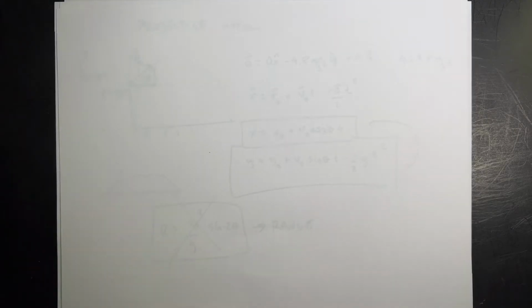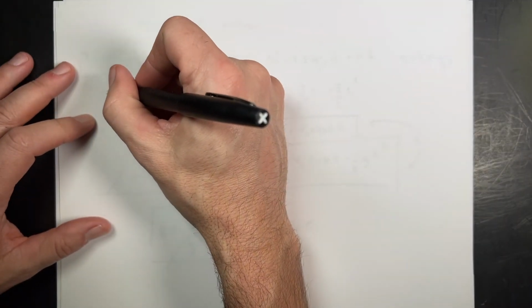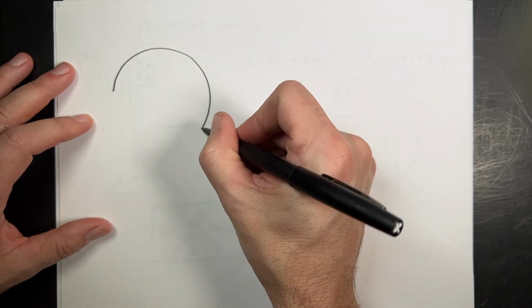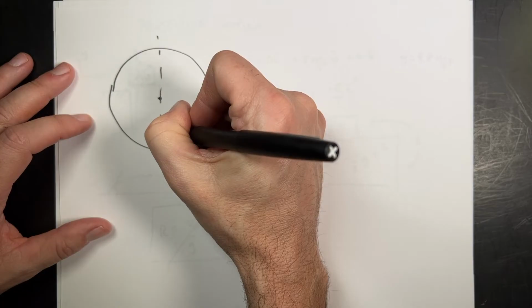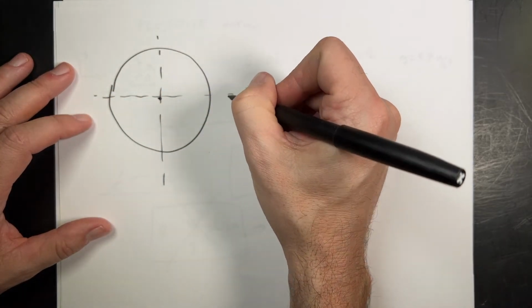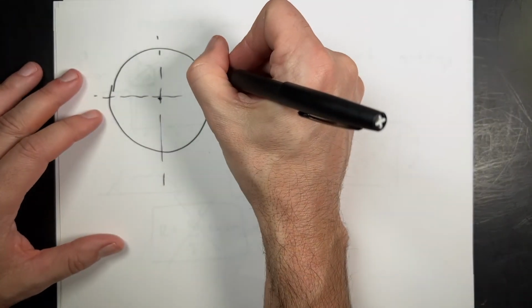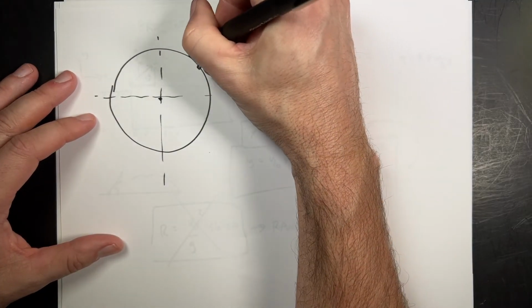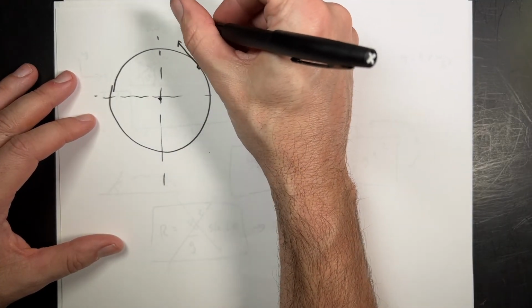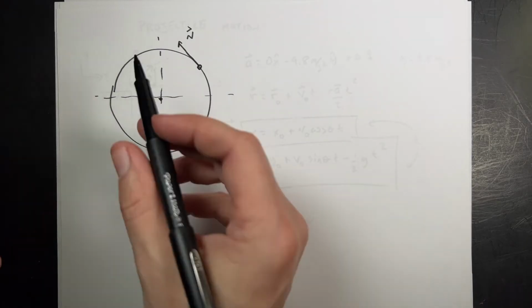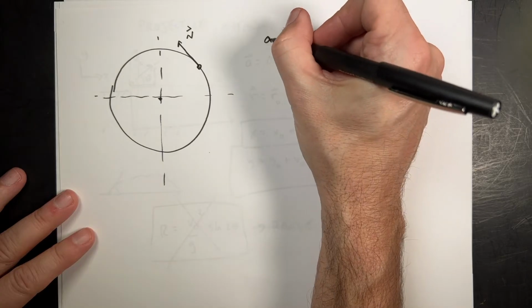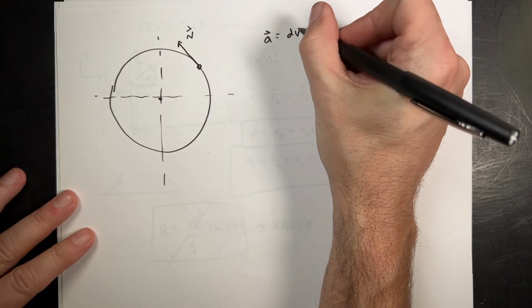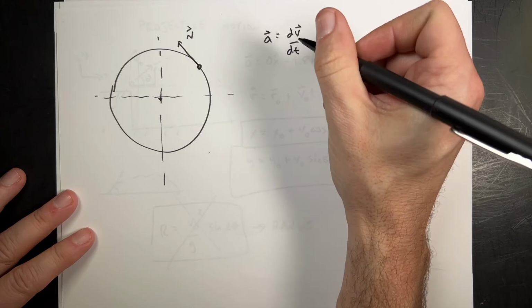Okay, this one is a big deal. Uniform circular motion. So suppose I have an object moving in a circle. That's a pretty good circle right there. So uniform circular motion means that we have some object moving with a constant magnitude velocity in some circle of radius r. Now, if you look at the definition of acceleration, it's dv/dt.